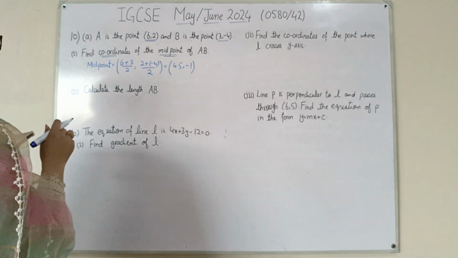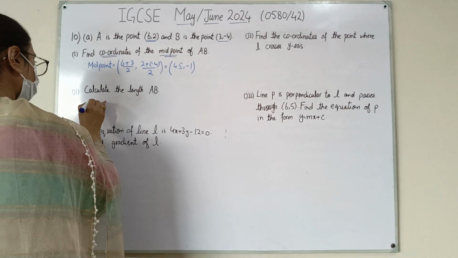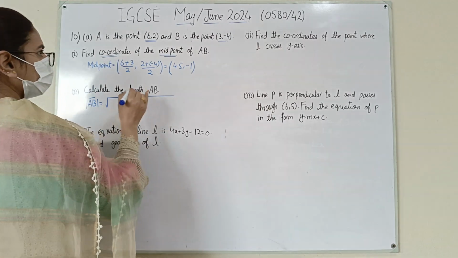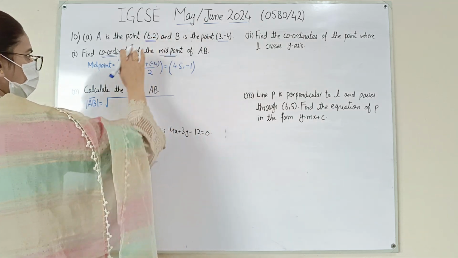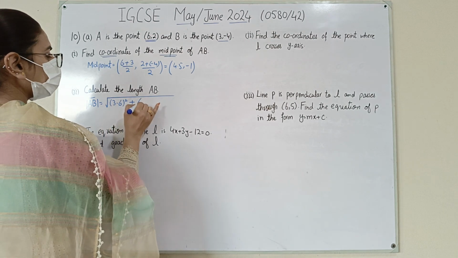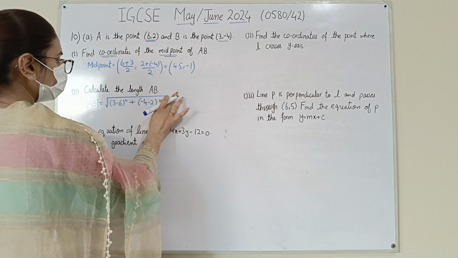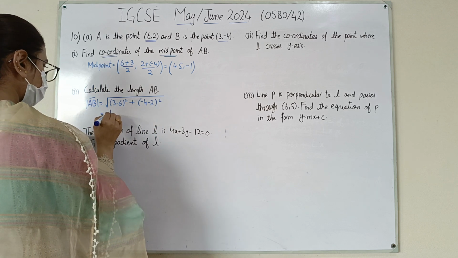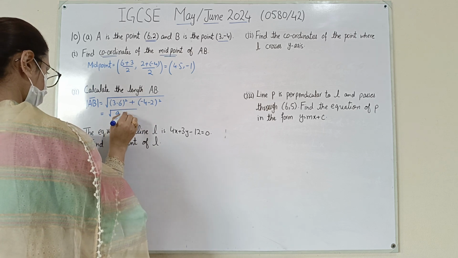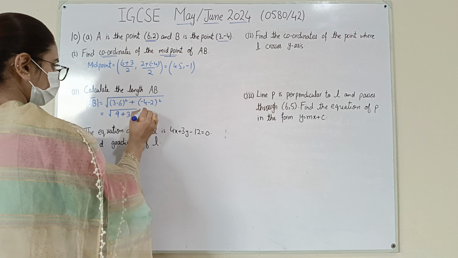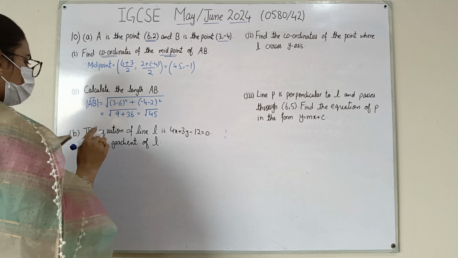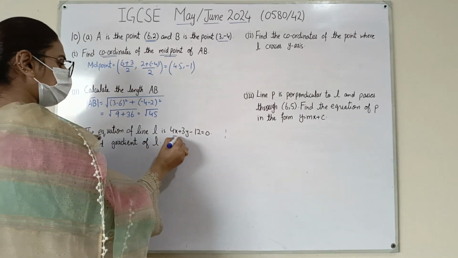This is a quite simple question. Calculate the length of AB. Here you have to find the length of AB. That can be calculated this way: 3 minus 6 whole square plus -4 minus 2 whole square. So here 3 square will be 9, 6 square will be 36, and it will be 45. In the next question, he is asking to find the equation of the line given by this.